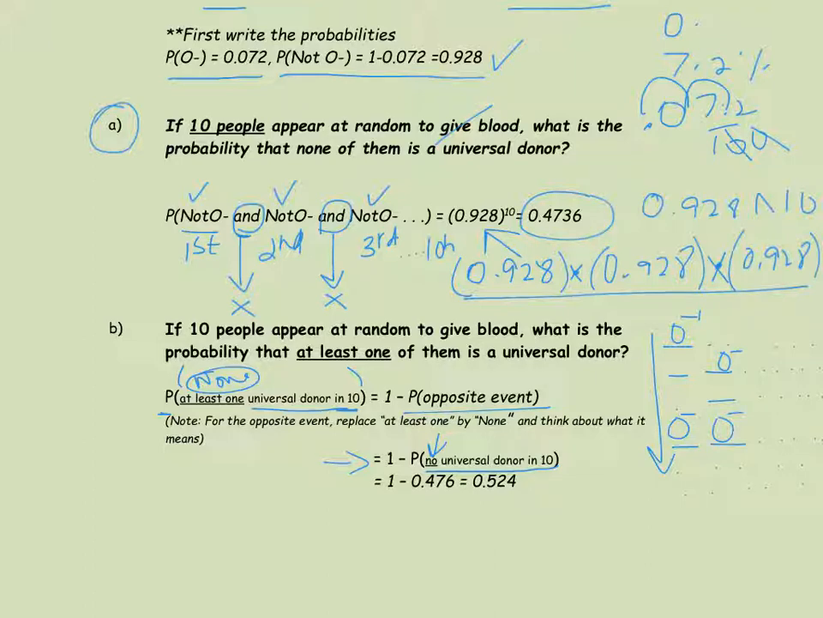So that is equal to all non-universal donors, which means non-O negative blood types, which we've already figured out. All 10 are not O negative. Each one of them is not O negative. So we figured that probability out here. We don't have to redo that. So we take the answer from the previous section and plug it in here, and we get 0.524 as the answer.